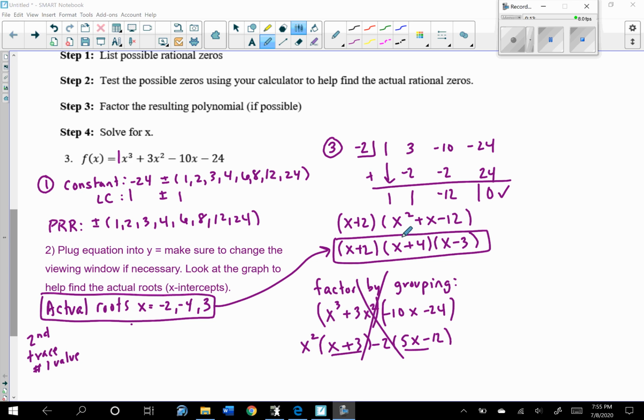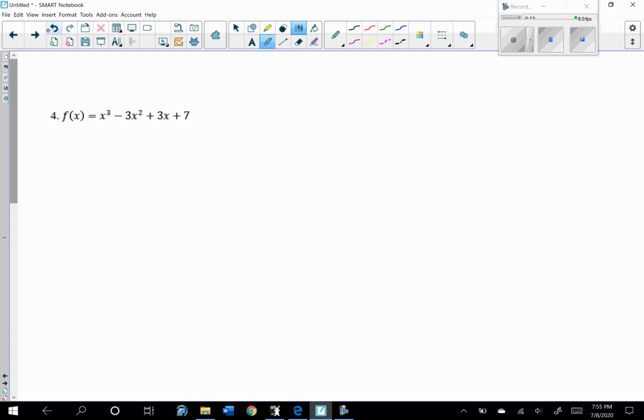And of course, this is the factored form, and you would set them equal to 0 to solve. So we already knew that the actual roots are negative 2, negative 4, and 3. So let's go ahead and do another one.